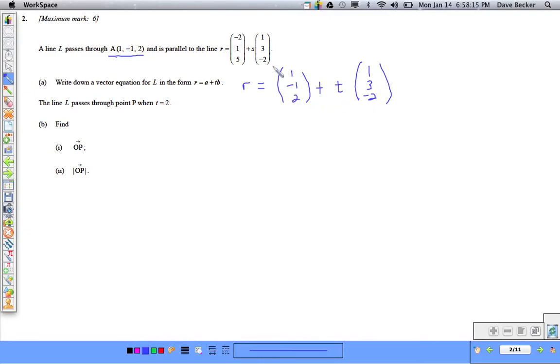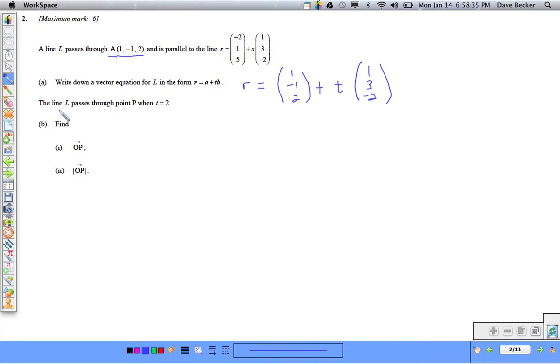All I did is replace this with a point I know that is on L, and I can say t times 1, 3, negative 2. It's going to be parallel times that, because this part of it is giving the direction. This part of the vector right here gives the direction.